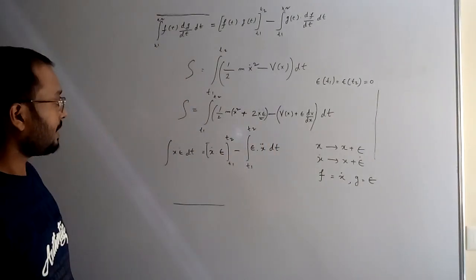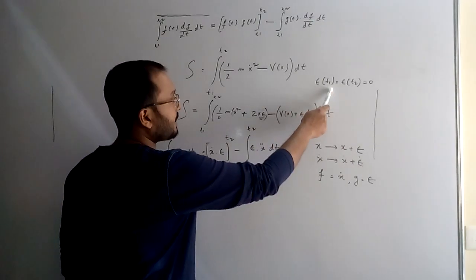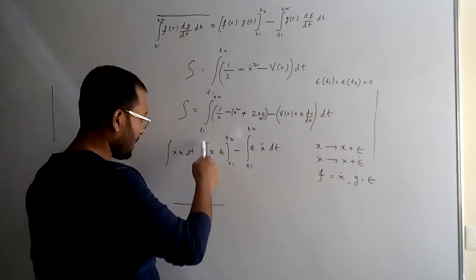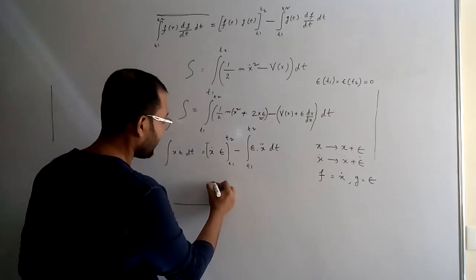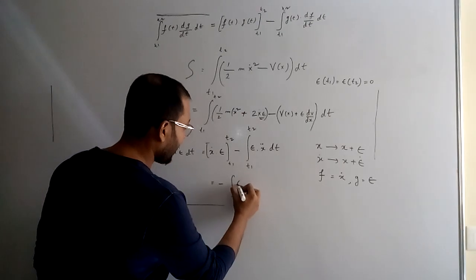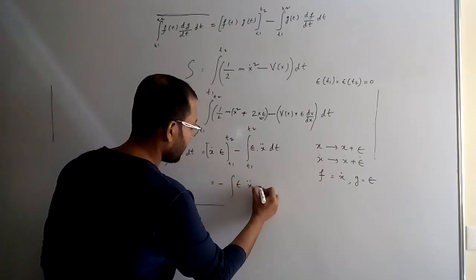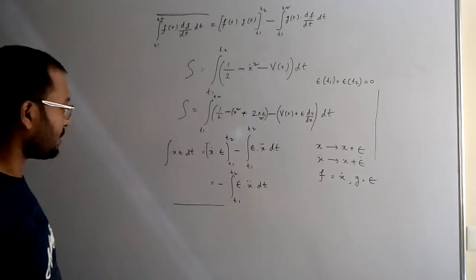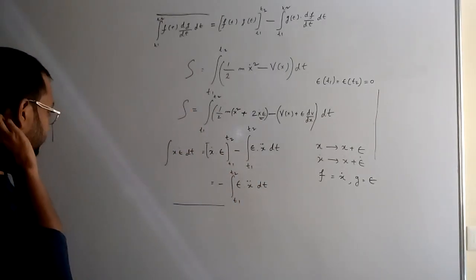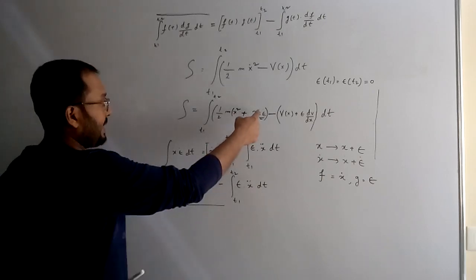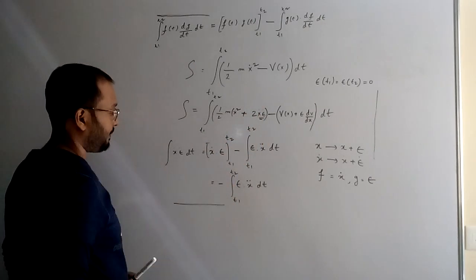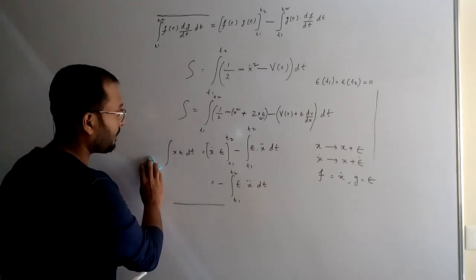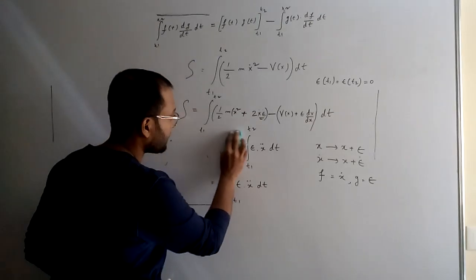Now I know that epsilon evaluated at t1 equals epsilon evaluated at t2, and they are both equal to 0. So this term goes to 0. What I am left with is minus integration epsilon times x double dot dt evaluated between t1 and t2. The integral goes from t1 to t2. So in place of this, I can substitute this. I'll need this formula. So let me erase whatever comes in between.